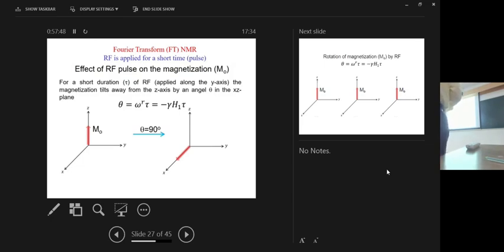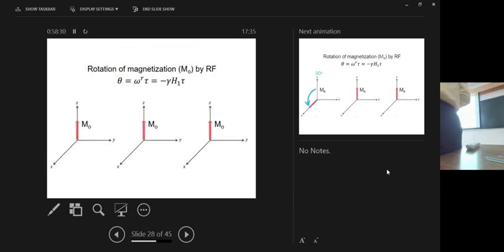Now, if you apply it for a short time, it will rotate the magnetization through a certain angle, and that angle is proportional to gamma times H1 times tau. Tau is the time for which you apply the RF, and H1 is the amplitude of the RF. If this angle is 90 degrees, then the magnetization rotates from the z-axis into the transverse plane, to the x-axis. Remember, this is the entire magnetization, not only one spin's magnetization. The entire magnetization rotates into the xy plane. That is called a pulse. The pulse rotates the magnetization into the transverse plane.